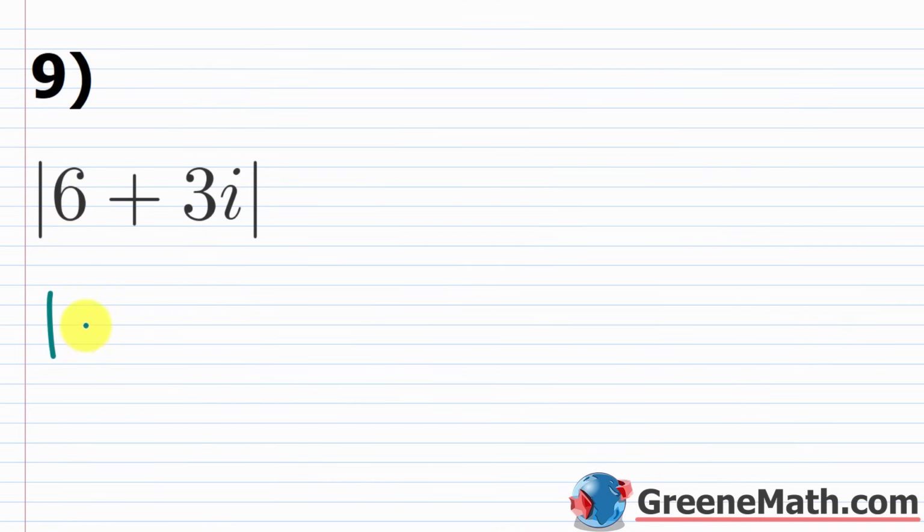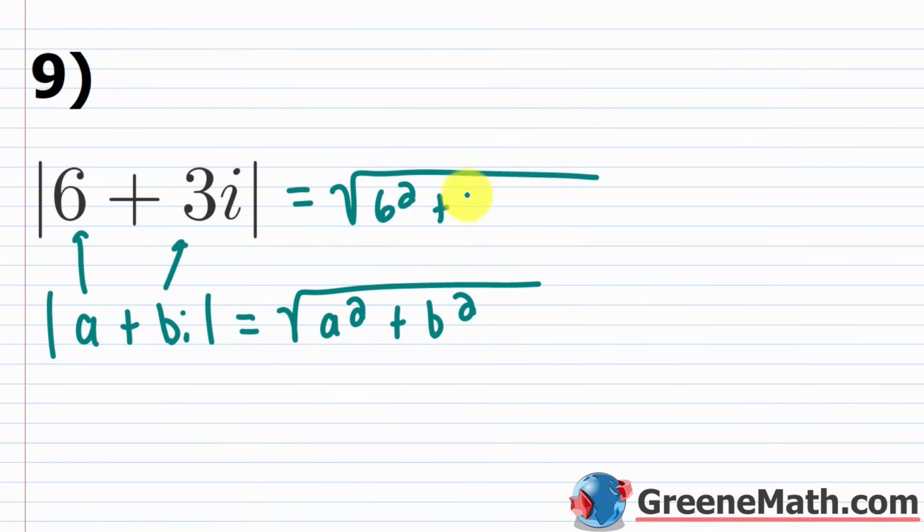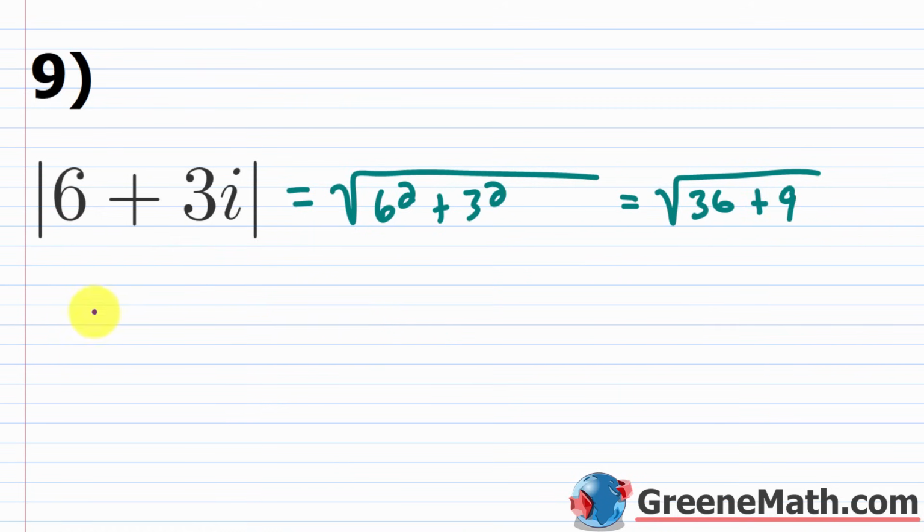So again, let me write the absolute value of a plus bi is equal to the square root of a squared plus b squared. So here, this would be equal to the square root of a is going to be 6 and b is going to be 3. So 6 squared plus 3 squared. So this equals the square root of 6 squared is 36, and then plus 3 squared is 9. So 36 plus 9 is 45. Let me get rid of this, and we'll say that this is equal to the square root of 45.